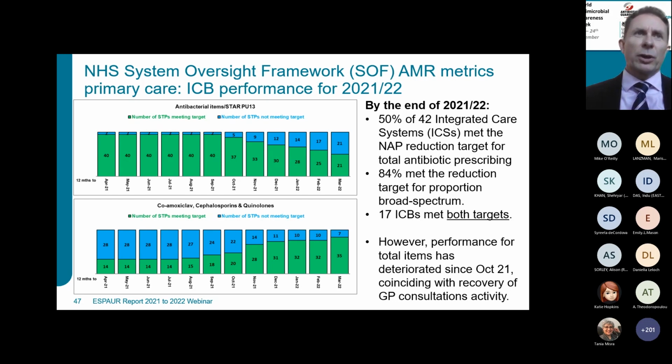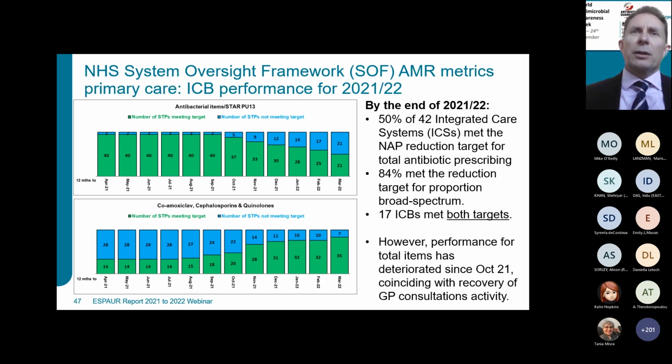And looking at the bottom chart again, the green bars represent ICBs that had met the target to keep broad spectrum antibiotic prescribing at or less than 10%. And that improved over time, and by the end of March 22, 84%, so 35 of the 42 ICBs, had met that target to keep the proportion at or below 10%. And then it's worth pointing out that 17 of the ICBs met both targets, and that's almost half of ICBs.